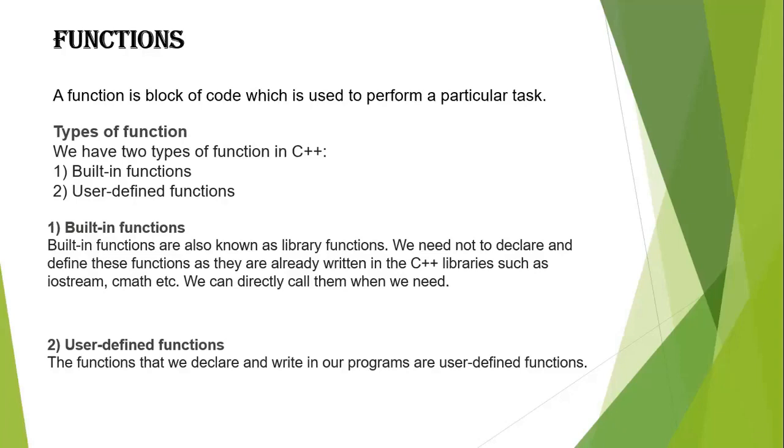So there are two types of functions. First is built-in functions and second is user-defined functions. Built-in functions are already defined in libraries, so they are also known as library functions. We do not need to declare and define these functions as they are already written in C++ libraries such as iostream, cmath, etc. We directly call them when we need them.